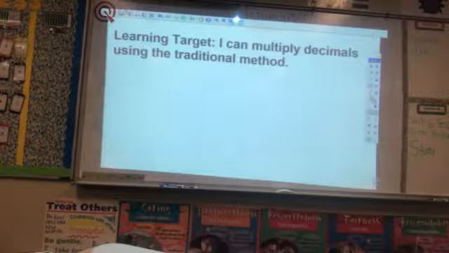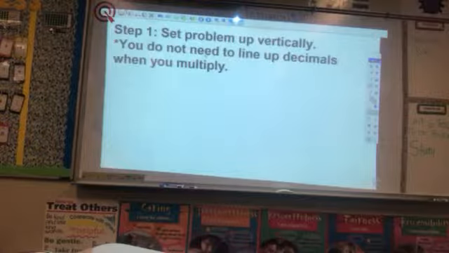So here we go. Step one, it says set up the problem vertically. You do not need to line up the decimals when you're multiplying. All you need to do is to set it up vertically, and we know that vertical means it goes up and down. So we're setting this problem up and down.